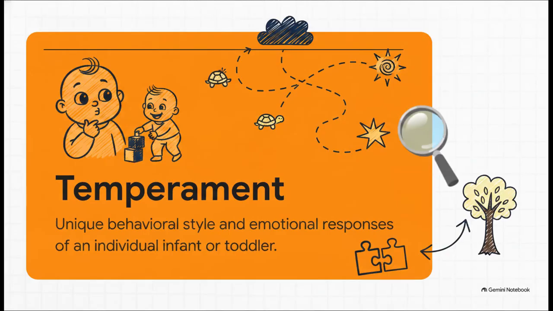Now, what's really fascinating in this module is the focus on temperament. Temperament is basically the unique behavioral style and emotional response pattern of an individual infant or toddler. So why does this matter? Well, understanding that one child is naturally super cautious while another gets easily overstimulated is absolutely crucial for tailoring your daily routines. It's also vital for sharing accurate, nuanced information with other caregivers. Once you understand a child's temperament, you stop fighting their nature and you start working directly with it. It's a total game changer.